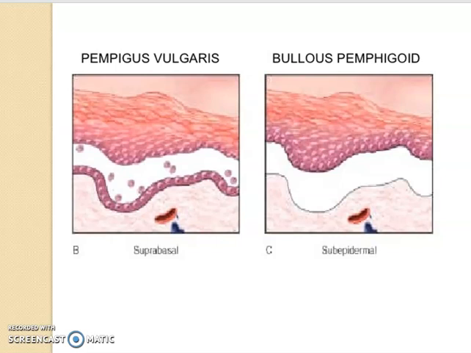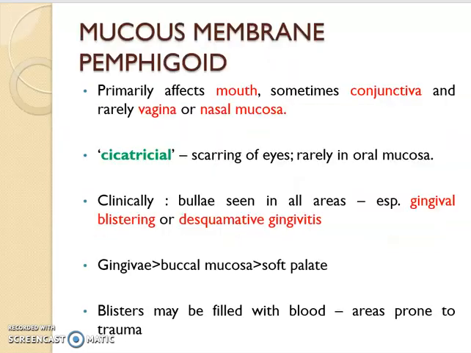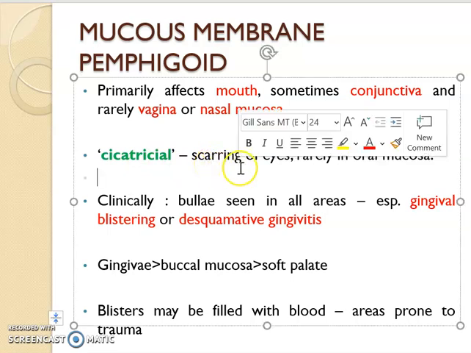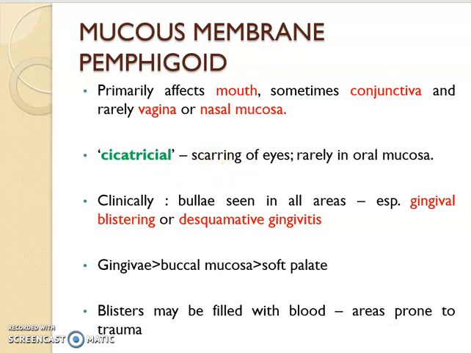So where do the autoantibodies attack? First of all, it is primarily affecting the mouth, sometimes the conjunctiva of the eye, rarely the vagina and nasal mucosa. Cicatricial means scarring of the eyes, rarely in oral mucosa. Cicatricial scarring, scar tissue, you can find in mucous membrane pemphigoid, or in other terms they call it cicatricial pemphigoid.